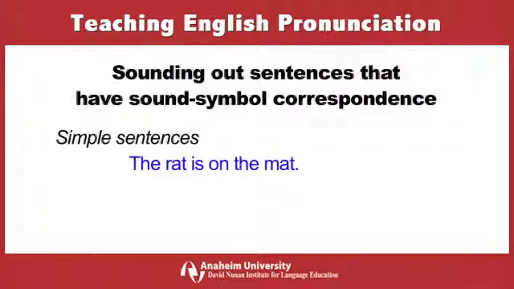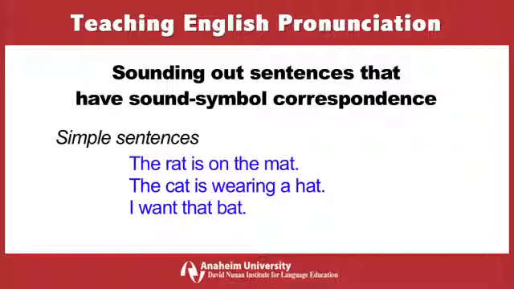Well, let's look now at some activities that we can use in our classrooms. For simple sentences, teachers can help learners by reading simple sentences, such as the following. The rat is on the mat. The cat is wearing a hat. I want that bat. I sat on the mat. Well, you can see those are simple sentences, and with the teacher's help, the learners should be able to sound out those sentences.